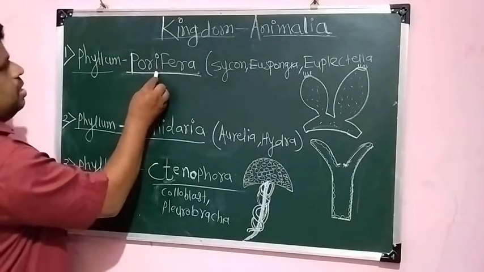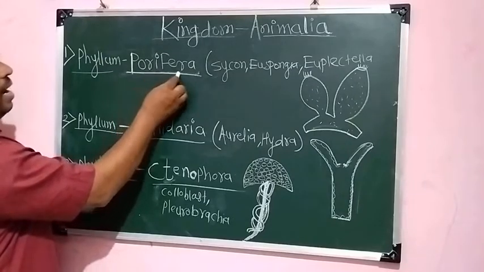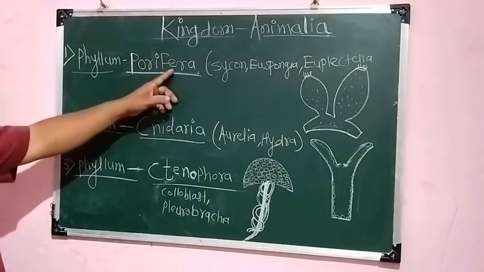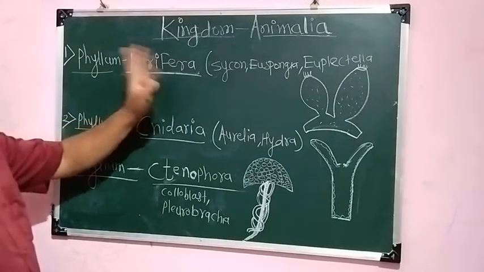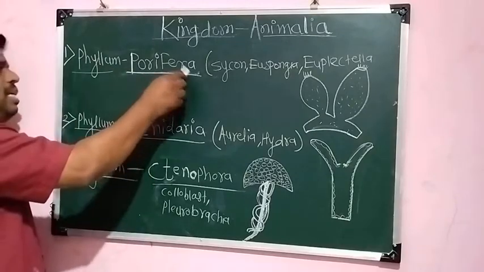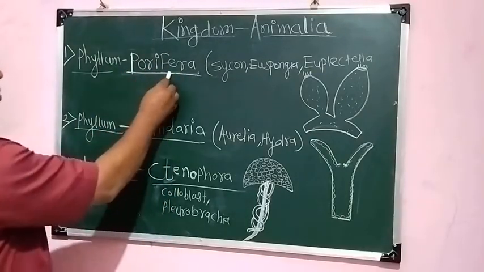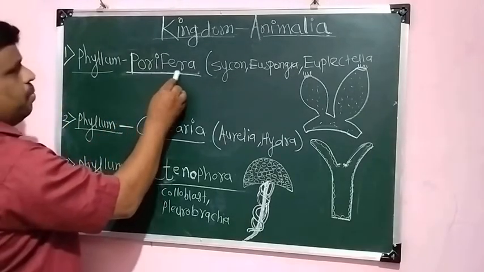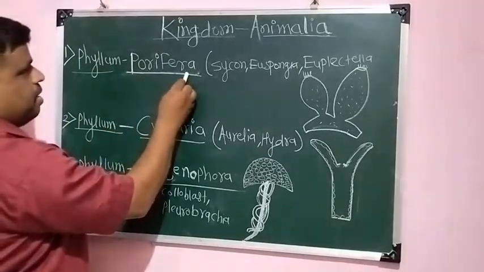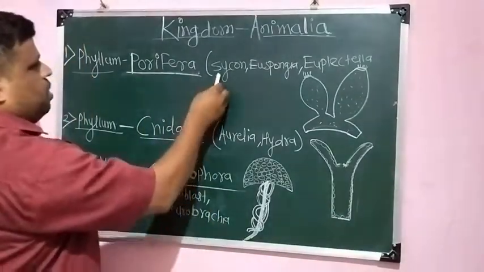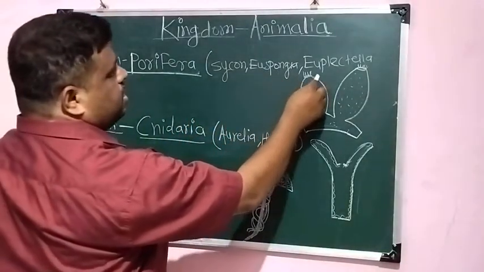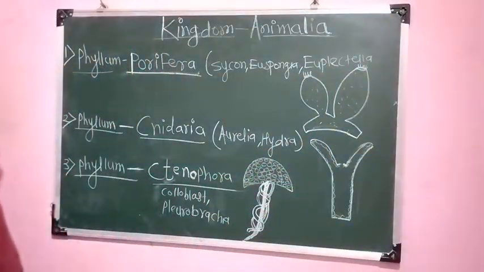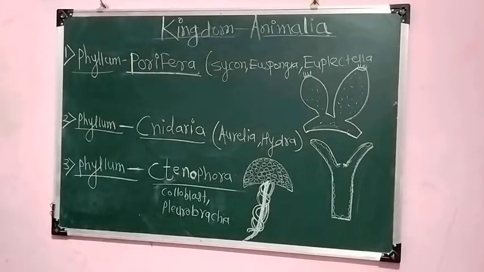So this word is basically made up of two words, pori and fera. Pori means pores and fera means bearing. Pore bearing animals are called as poriferians, and this phylum is called as Porifera. For example, Sycon, Euspongia and Euplectella. Euplectella is the third example of this particular phylum, that is phylum Porifera.